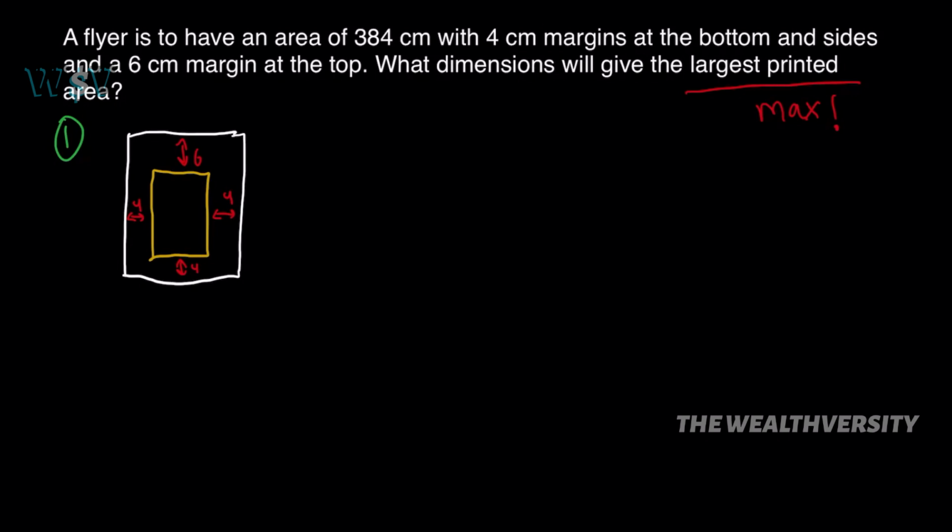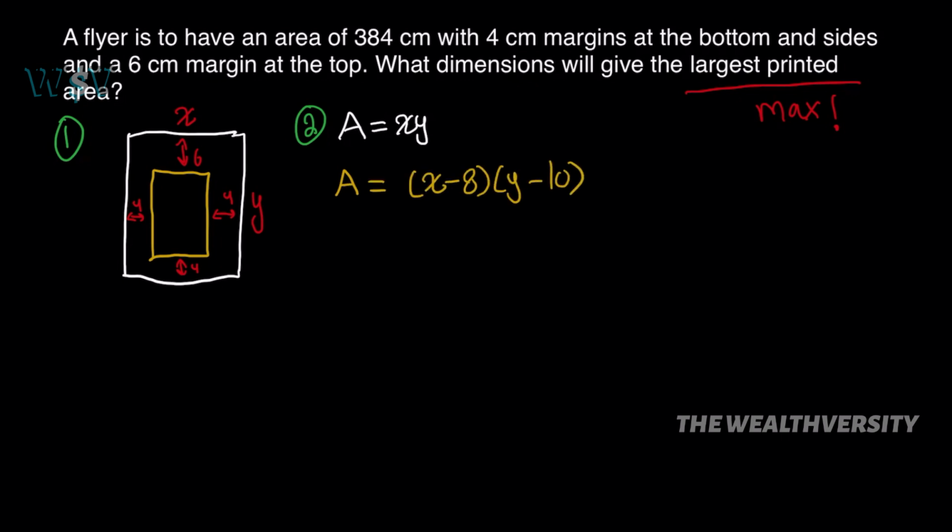The next step is to make the two equations, one using what is given to us and the other for what we need to find. So we have the area of the flyer, which is 384 centimeters squared, and what we need to find is the area of the printed space within the margins. To do so, the printed area will have an equation of A equals (x minus 8) times (y minus 10). All we did was subtract the margins from x and y to give us the printed area equation.